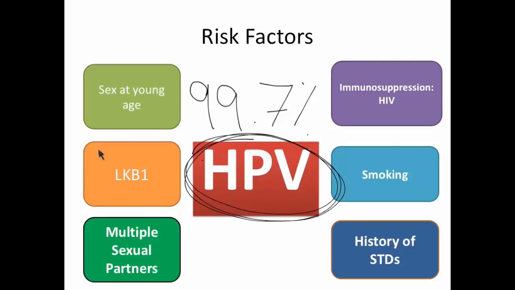Another risk factor is LKB1, which is a gene that is usually mutated in many gynecological cancers, and this is found in approximately 20% of cervical cancers. Another risk factor is smoking, a very important risk factor, and immunosuppression in HIV. Immunosuppression in HIV is very important. Why? Because cervical cancer is an AIDS-defining disease. What does that mean? It means if someone who has HIV develops cervical cancer, we can tell that this person has now entered into the AIDS stage. That's a very important risk factor.